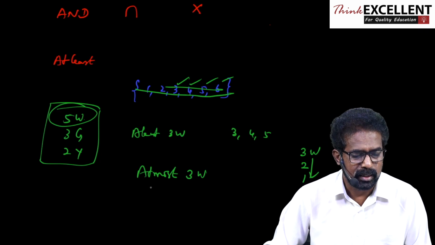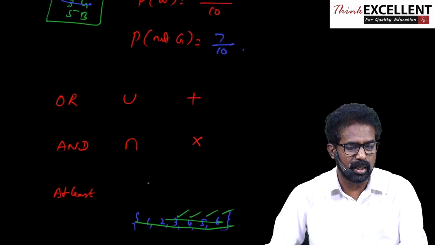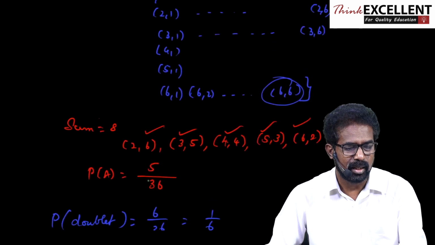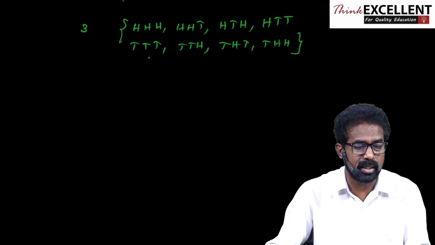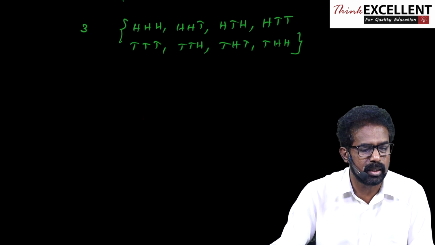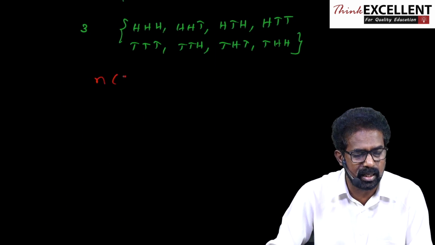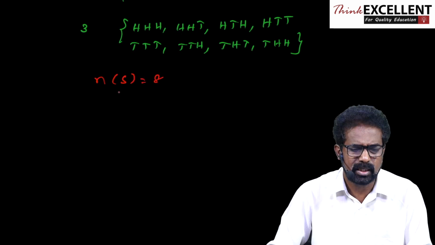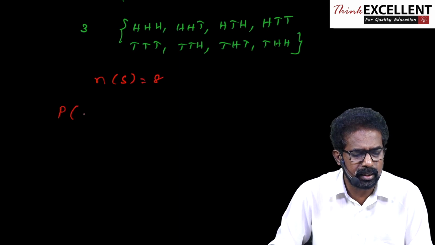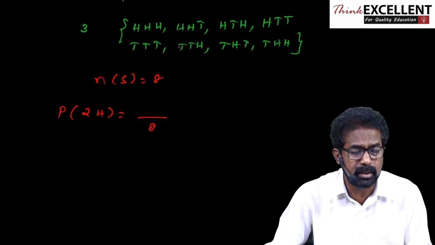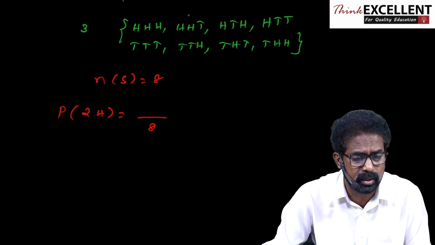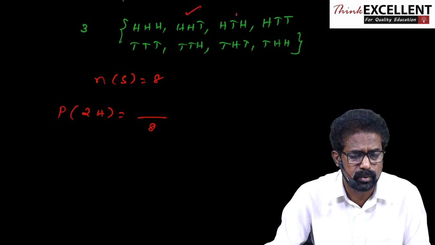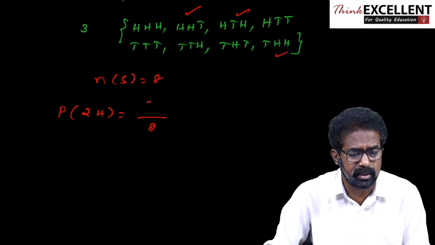Exactly 3 means it is only one case, just 3 alone. Look at this example. 3 coins, totally 8 outcomes. So you know n of S is equal to 8, right? Just will show one example. Probability of getting 2 heads. Denominator is 8. 2 heads means, they didn't say at least or at most, so that means exactly 2. Exactly 2, look. 3 cases, so your answer is 3 by 8.